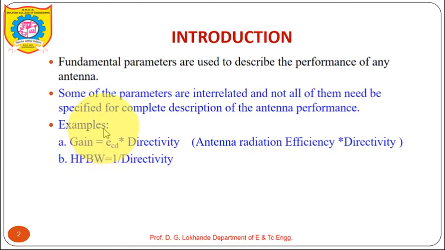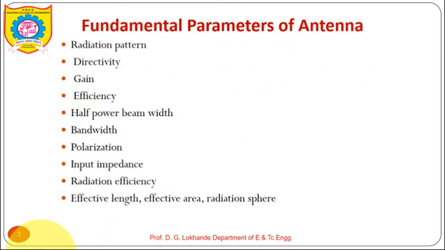Another example is the half power beam width and the directivity. There are different fundamental parameters of antenna available. Based on that, we need to select the proper antenna for the specific applications. So these are the radiation pattern, directivity, gain, efficiency, half power beam width, bandwidth, polarization, input impedance, radiation efficiency, effective length, effective area, and the radiation sphere.